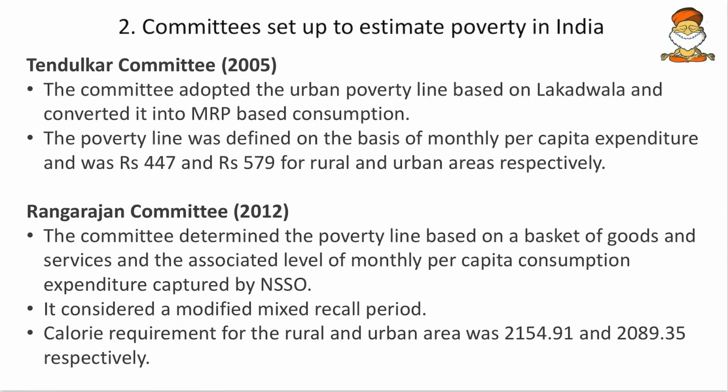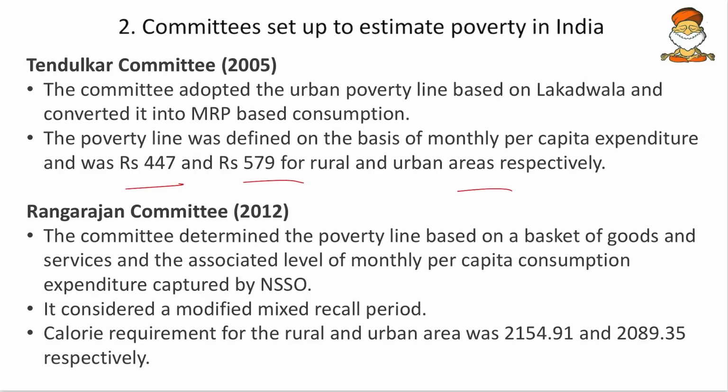Then came the Tendulkar committee. The Tendulkar committee adopted the urban poverty line based on Lakdawala and converted it into MRP based consumption. So per month, what is the expenditure that has to be taken up? The poverty line was defined on the basis of monthly per capita expenditure, that is 447 and 579. So all these we studied.